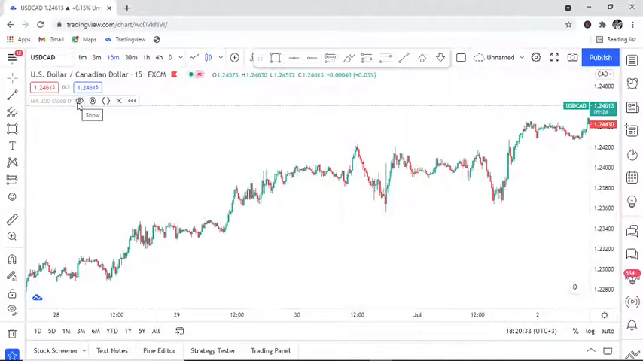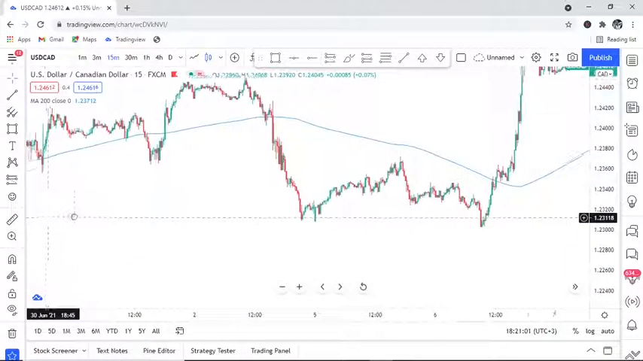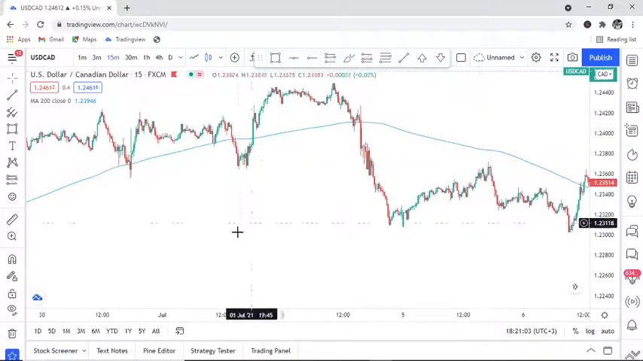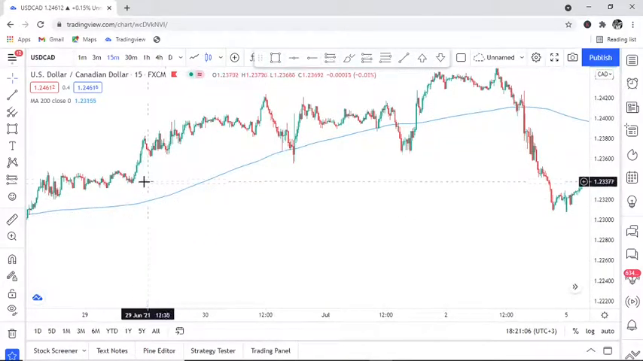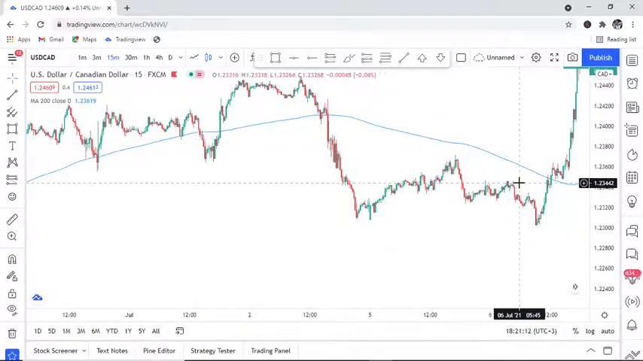So how we use the 200 SMA is, let me just put it on the chart. Here we have the 200 simple moving average. We use this 200 simple moving average to identify the current market trend. When price is above the 200 simple moving average, that means the trend is to the upside, and when price is below the 200 simple moving average, it means the trend is to the downside. So you want to be looking for only buys when the trend is up, and only sells when the trend is down.